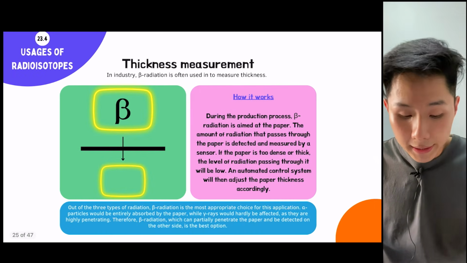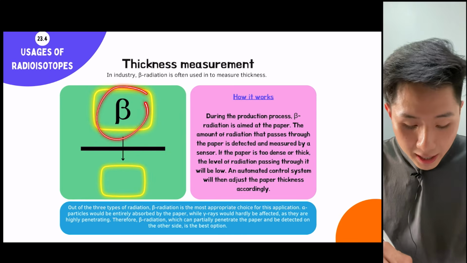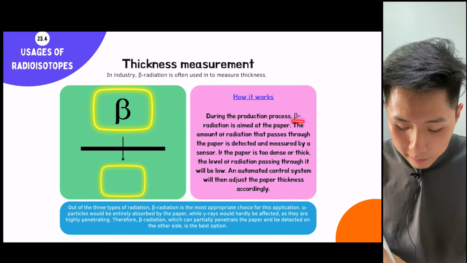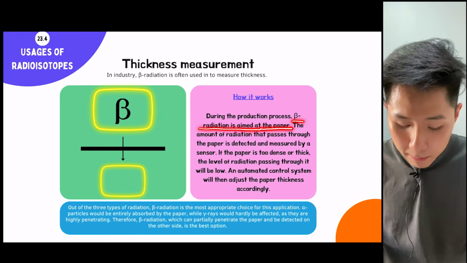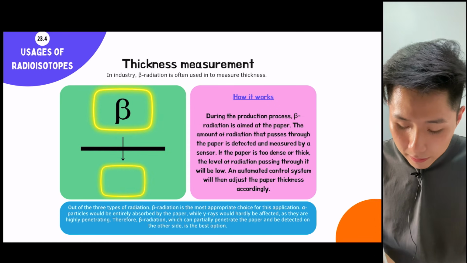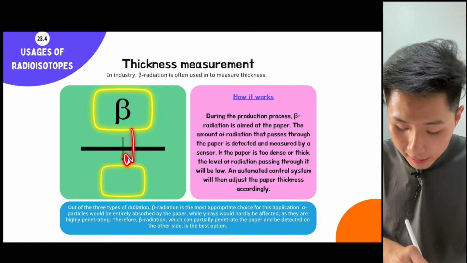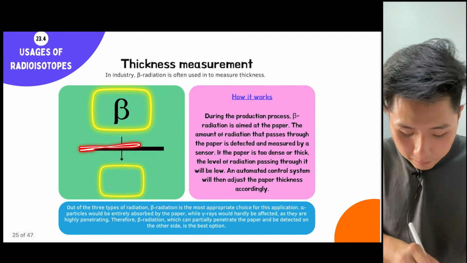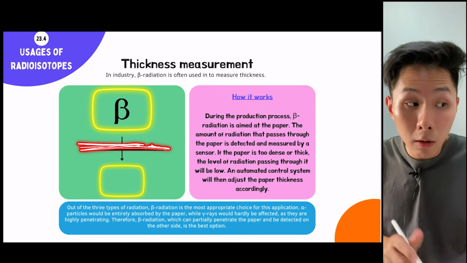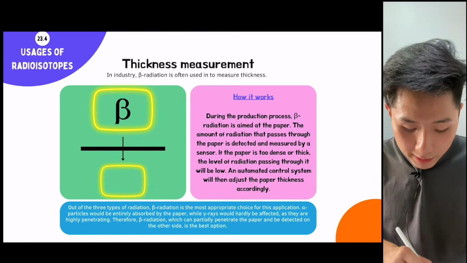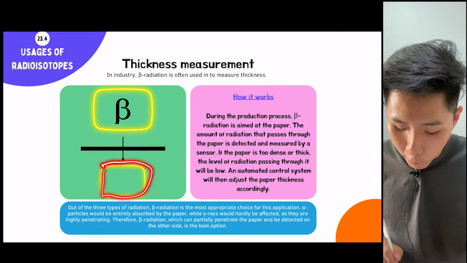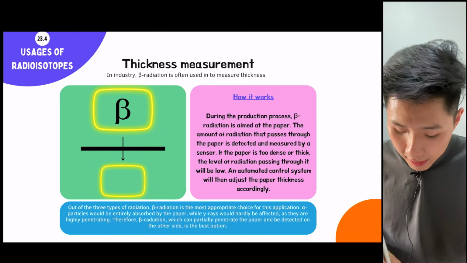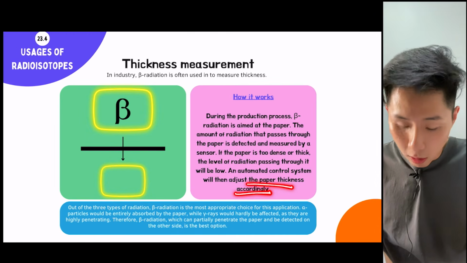Second example would be thickness measurement. We know that different radiation types have different penetrating power. First and foremost, beta radiation is aimed at the paper. The amount of radiation that passes through the paper is detected, measured by a sensor. So if the paper is too thick, then it will absorb a lot of the beta particles and the reading will then be different. So the sensor will detect when there's an abnormal reading and then control the paper thickness accordingly.